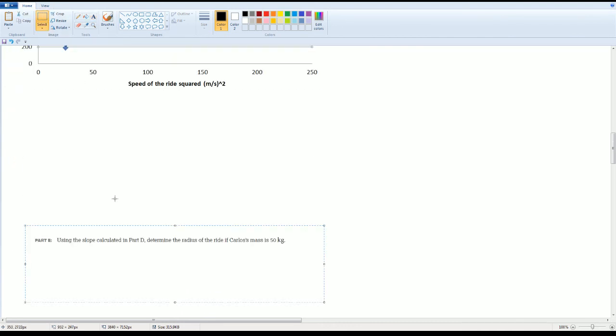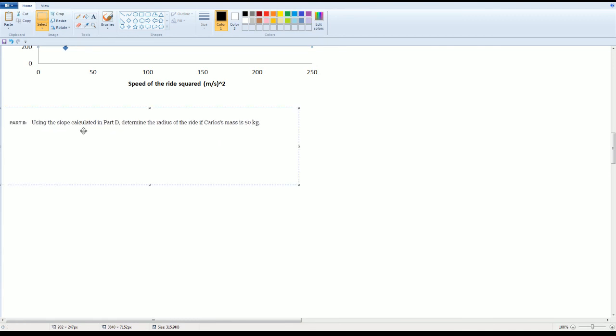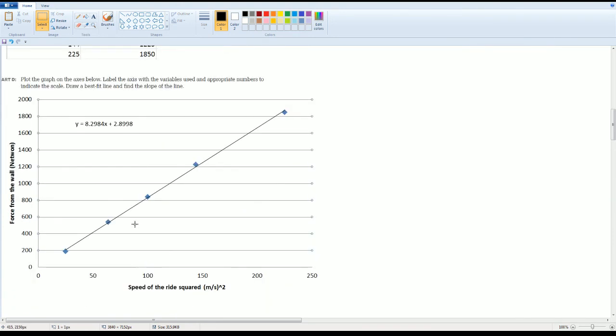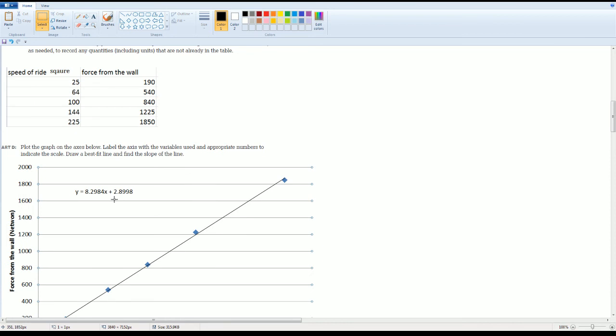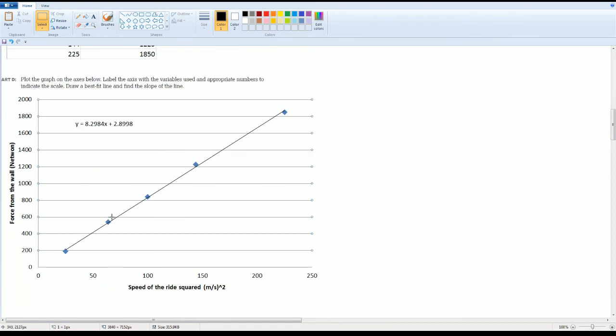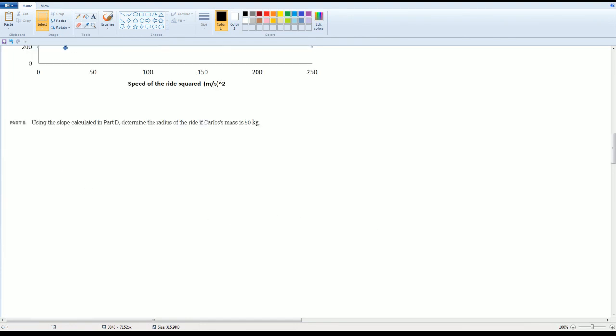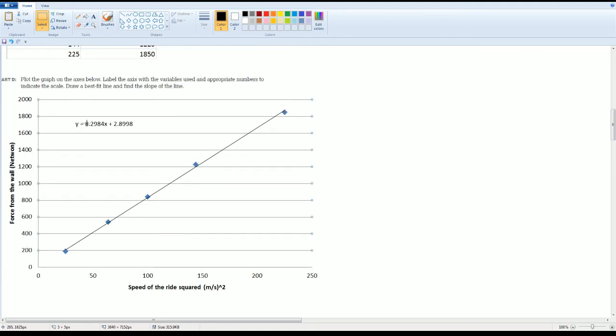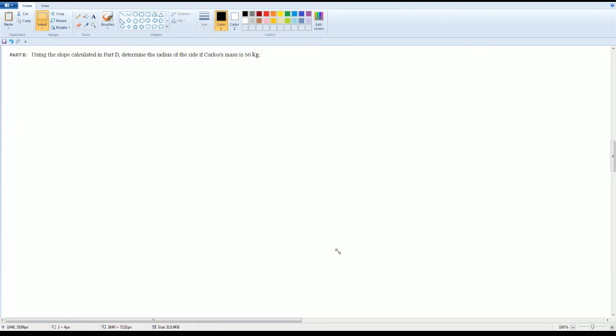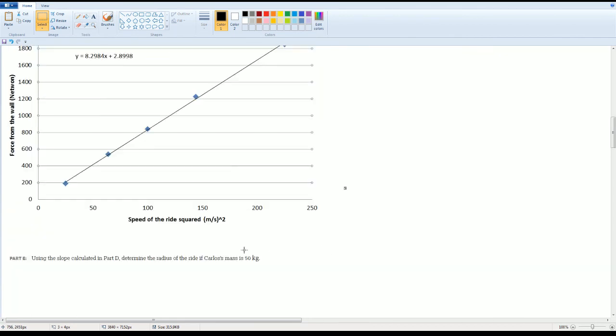Now, using the slope calculated in part D, determine the radius if Carlos's mass is 50 kilograms. All right, that's very straightforward. You could just grab any 2 points here. Did they say I can grab points off the line, or it has to be on the line? Use the slope. Calculate the slope. Okay, so I already have the slope. It's 8.29.